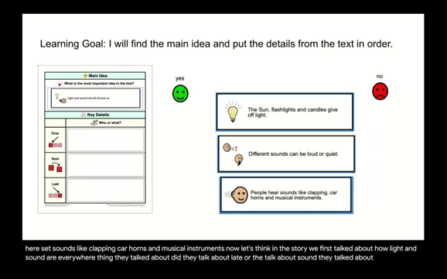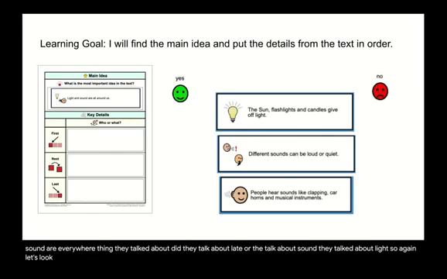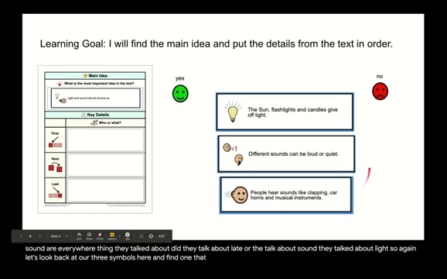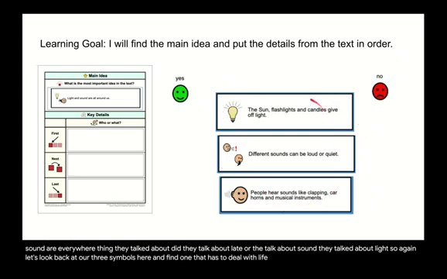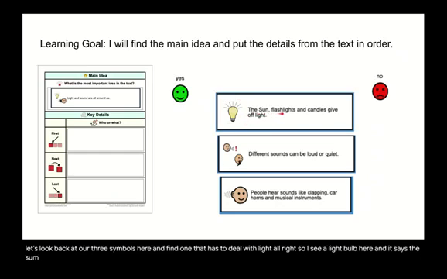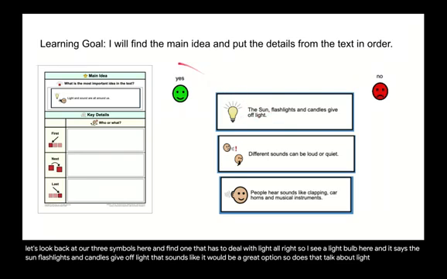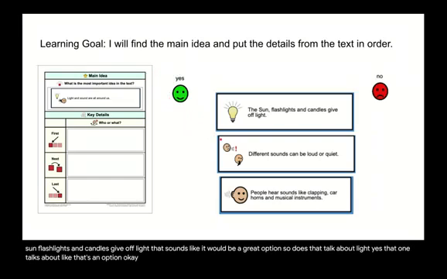They talked about light. So again, let's look back at our three symbols here and find one that has to do with light. All right, so I see a light bulb here and it says the sun, flashlights, and candles give off light. That sounds like it would be a great option. So does that talk about light? Yes, that one talks about light. That's an option. Okay, so let's listen to the other two.